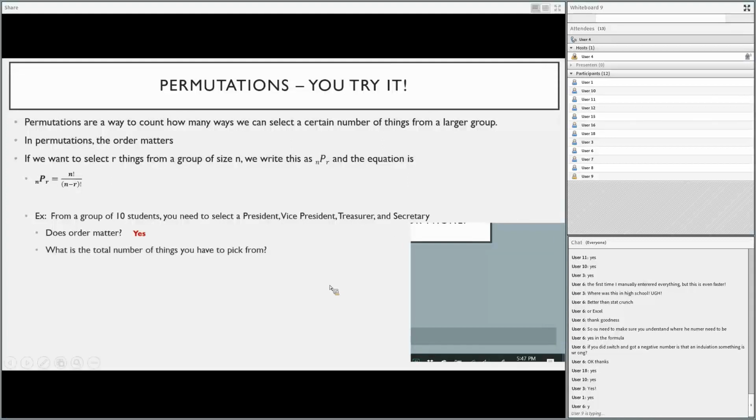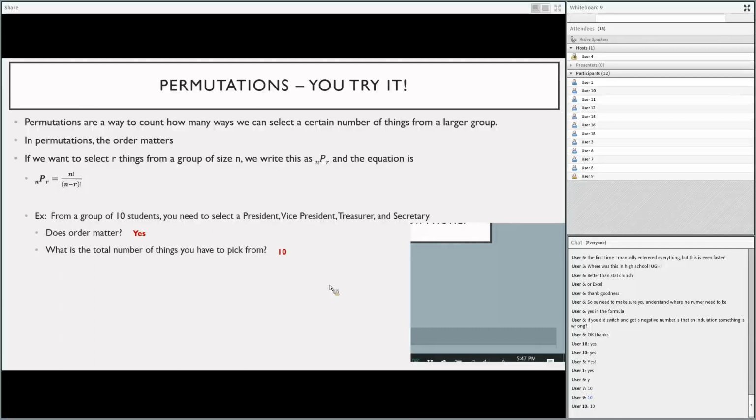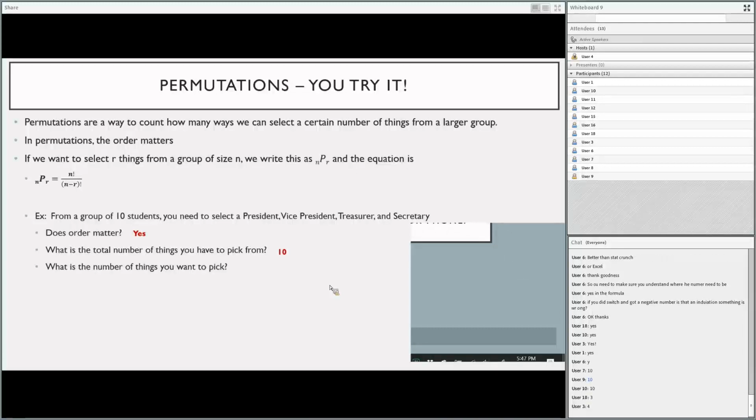Yes, it does, right? Because if I select Mary as president and Tom as vice president, that's different than Tom as president and Mary as vice president. So yes, the order definitely does matter. So what is the total number of things we have to pick from here? Yes, there are 10, right? There were 10 students total in the group.